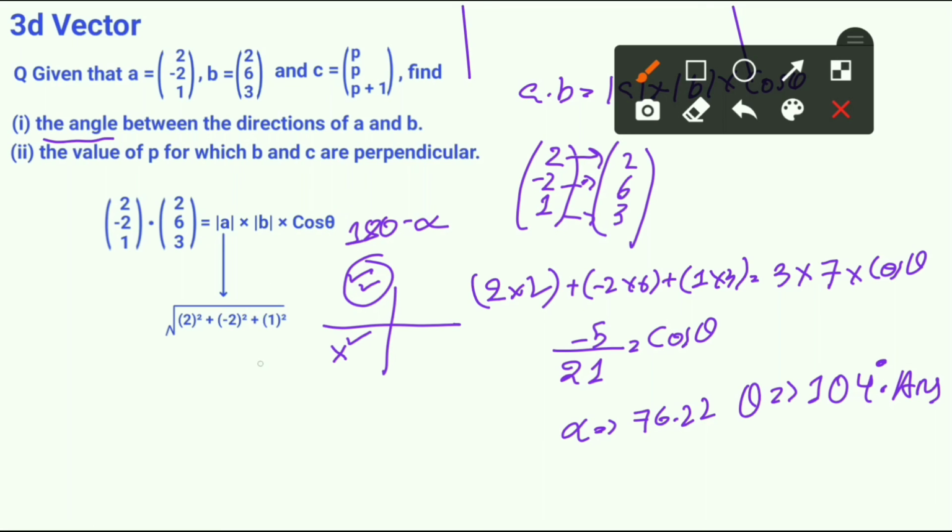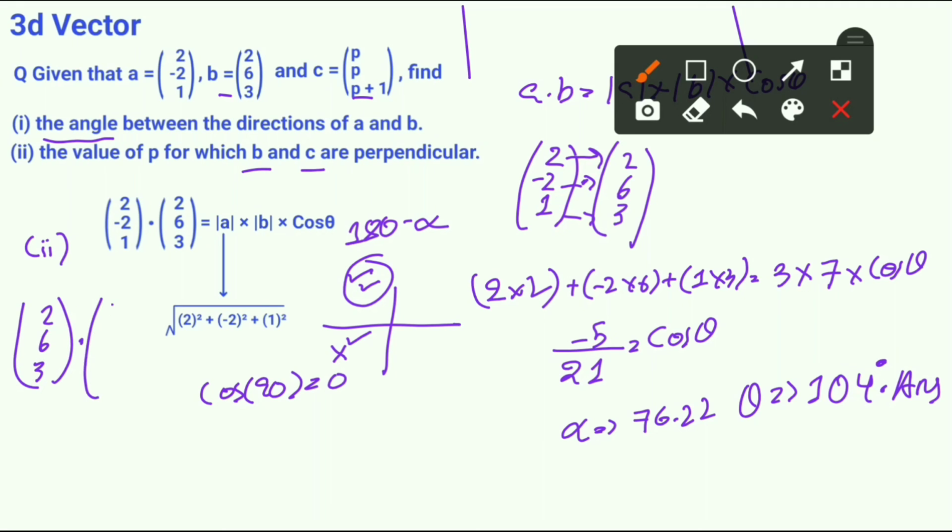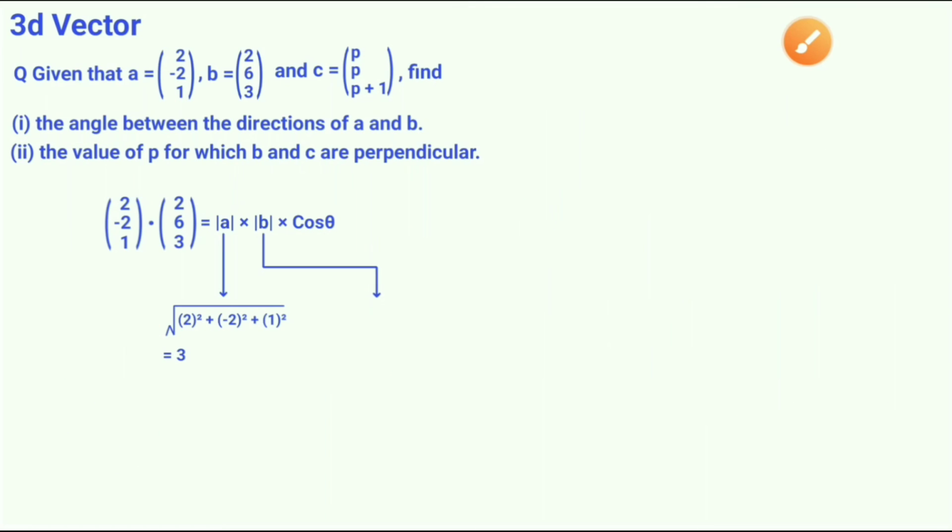And as for part 2, the value of p for which b and c are perpendicular. If b and c are perpendicular, then cos 90 is equal to 0, so the dot product will be 0. What would be left in part 2 is b and c: (2, 6, 3) dot (p, 1, 0), and then I do the calculation and find the value of p.